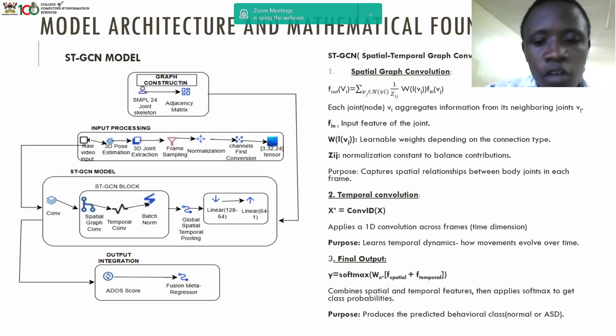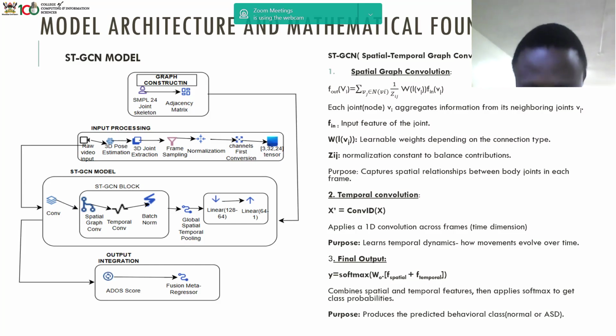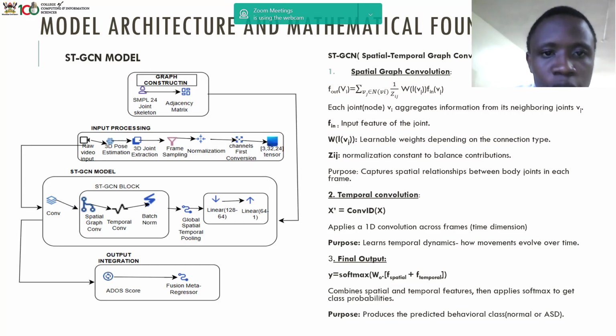Then after we get our output, we apply softmax on it, or I can say we do regression, it is fed into a regression head. In our regression head, that's where we apply our labels, and our model learns that this behavior is autistic or it's not autistic. After that, the result is fed into our fusion model.